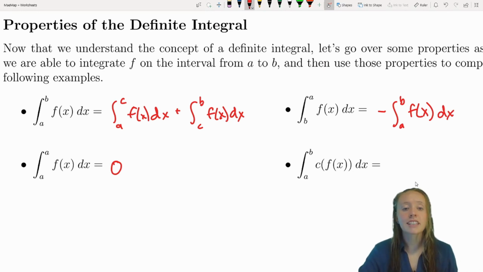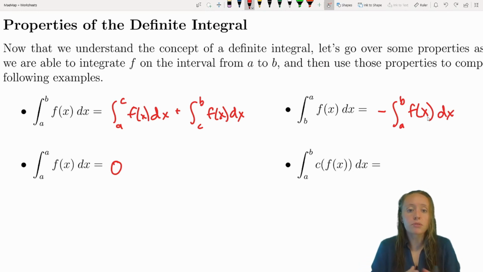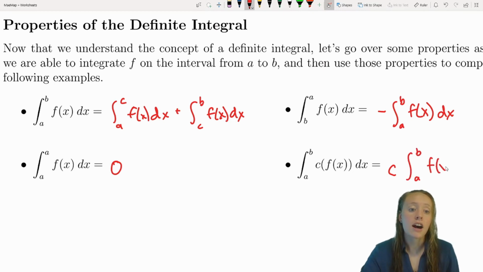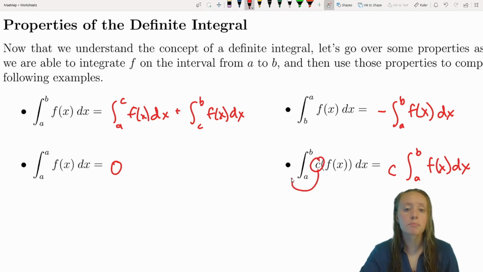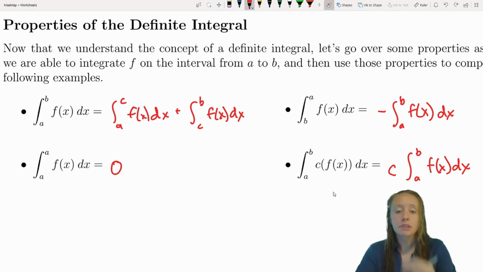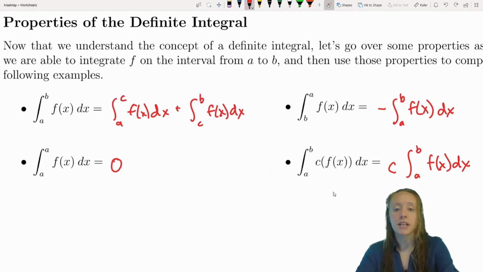And then lastly, this is like that constant multiple rule. We have some value c in there. We can pull that c out in front, that constant, and then multiply it by the integral from a to b of our function. So again, you can just pull that c right out in front. So if you know the integral value from a to b of f of x, then you'll just multiply it by c. Let's take a look at the examples now, understanding these properties.